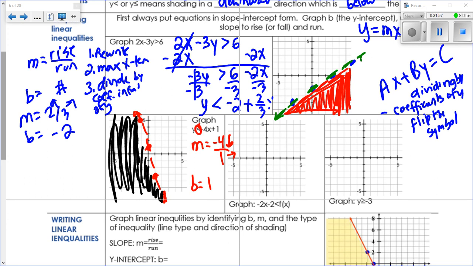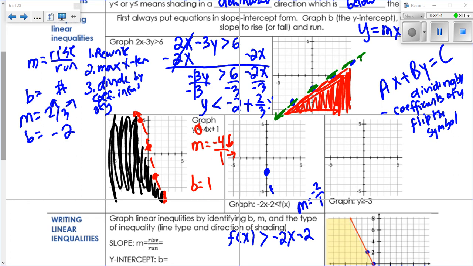Next one, I don't like the way this is written, so I'm going to flip this over and put f of x is, mouth goes that way, -2x is greater than -2x minus 2. So here's my y-intercept. It's at -2. My slope is -2, and I put a divide by 1 when it's a whole number.